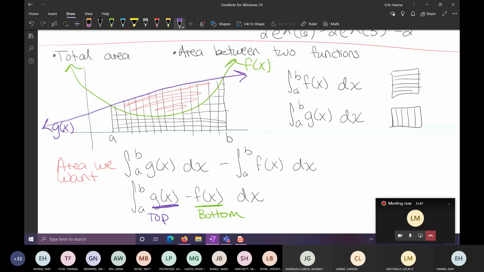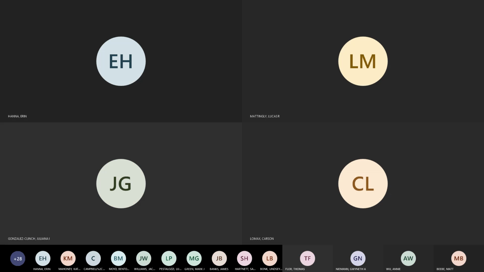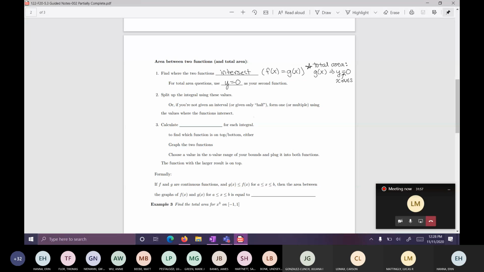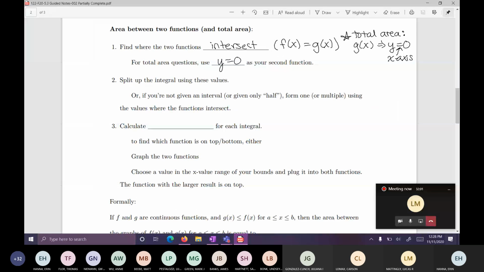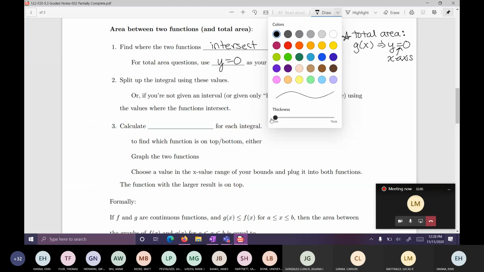So jumping over to our official notes, why doesn't it let me share the things correctly today? Anyway, zoom in. So we barely started talking about this the other day.